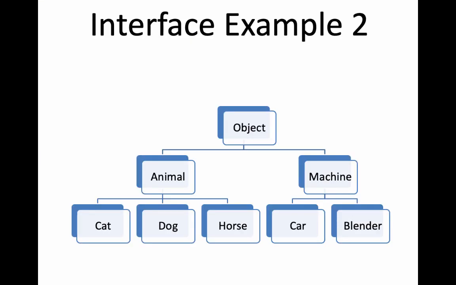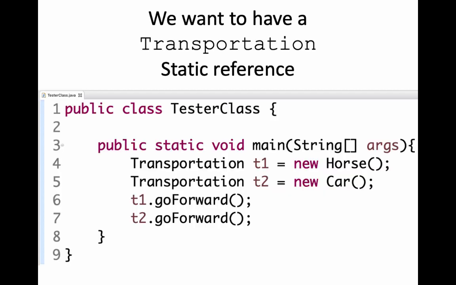Okay, so I want to draw your attention to something that actually makes this way more helpful. So remember, we can only extend one class, but sometimes there's some common functionality that cuts across the inheritance hierarchy. For example, a horse and a car can both be transportation. And so I might want an interface called transportation such that I could say transportation T1 is a new horse and transportation T2 is a new car, and then I can treat them in uniform ways and tell them both to go forward. I think about this like playing a video game.